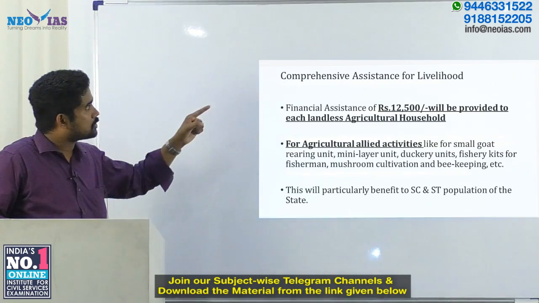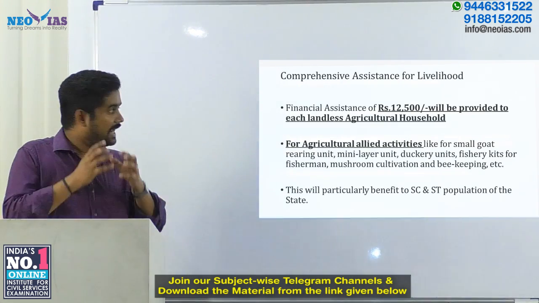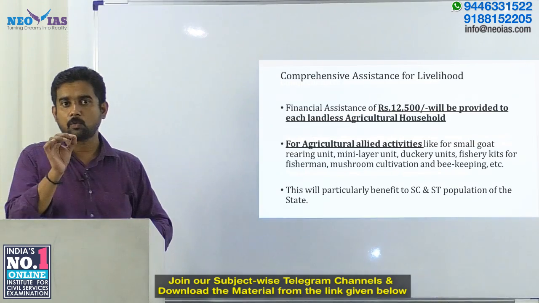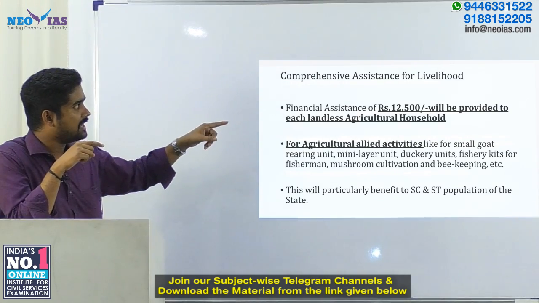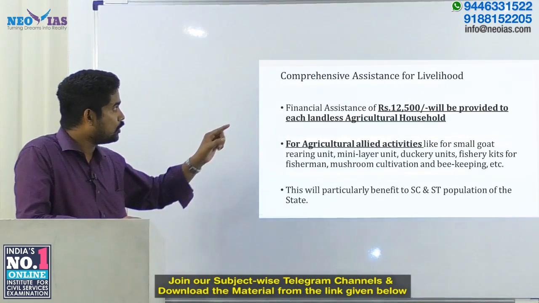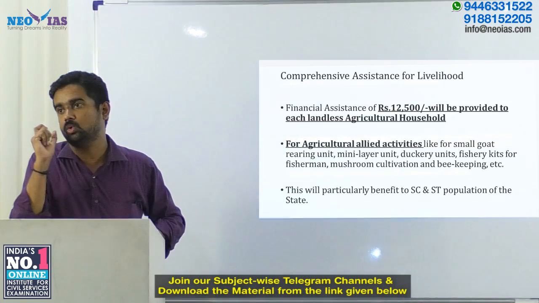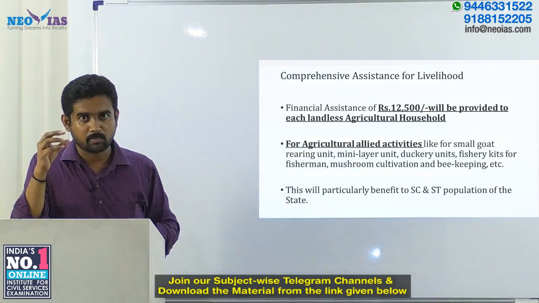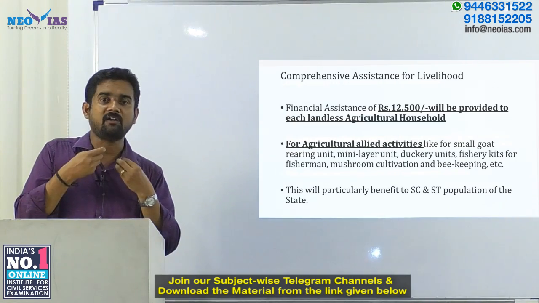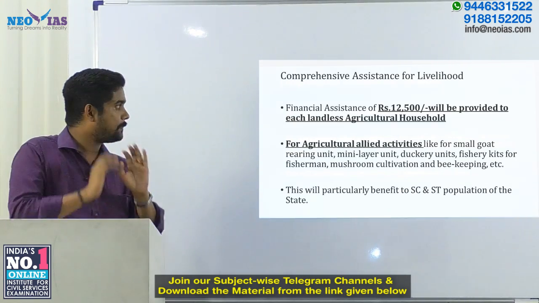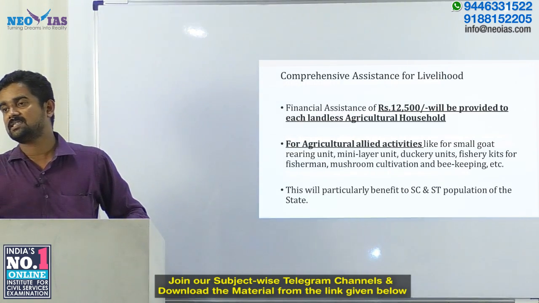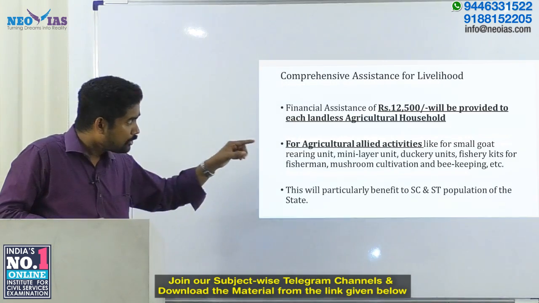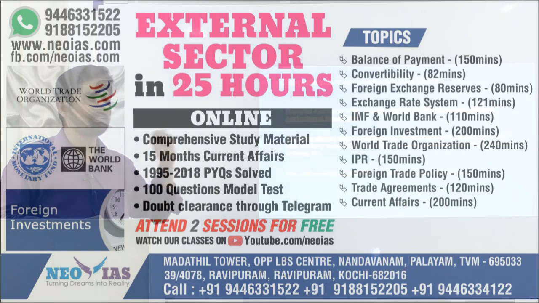Now, the second component is comprehensive assistance for livelihood, which would include a financial assistance of Rs 12,500. Previously it was 25,000, this is 12,500, and that amount will be provided to each landless agricultural household. Those households in the agricultural segment which do not own land for cultivation will be given Rs 12,500, so that they could engage in agricultural allied activities like goat rearing, duckery units, fish kits for fishermen, mushroom cultivation, beekeeping, etc.